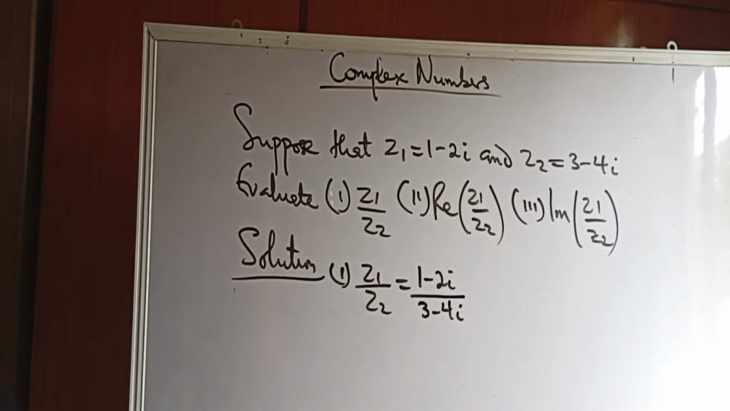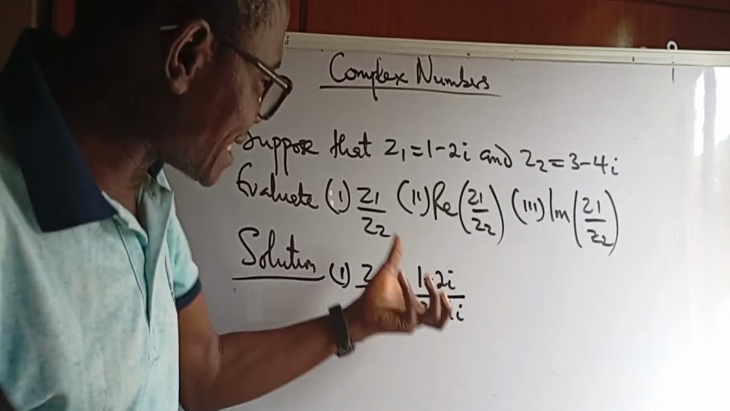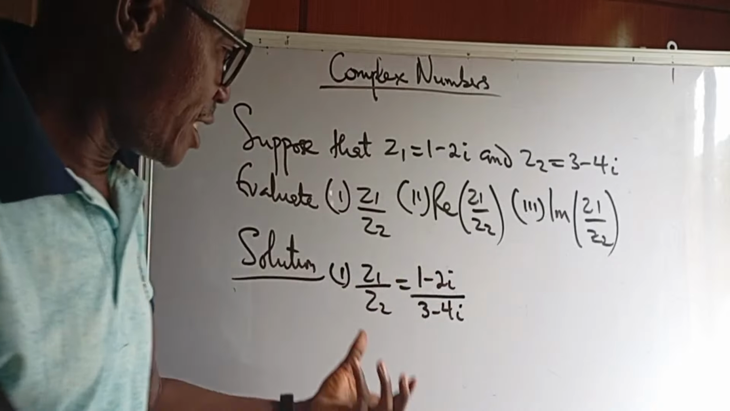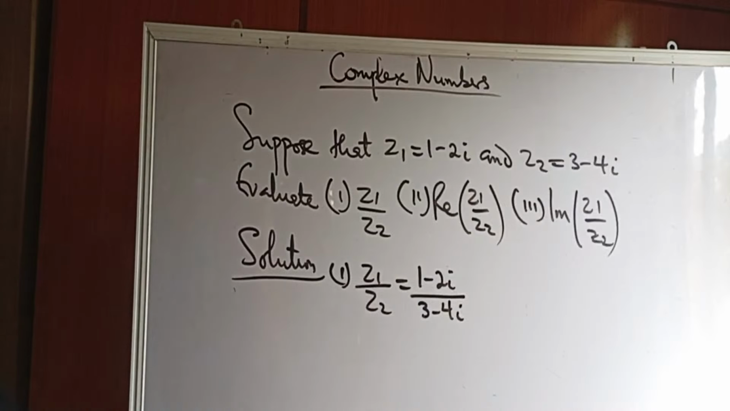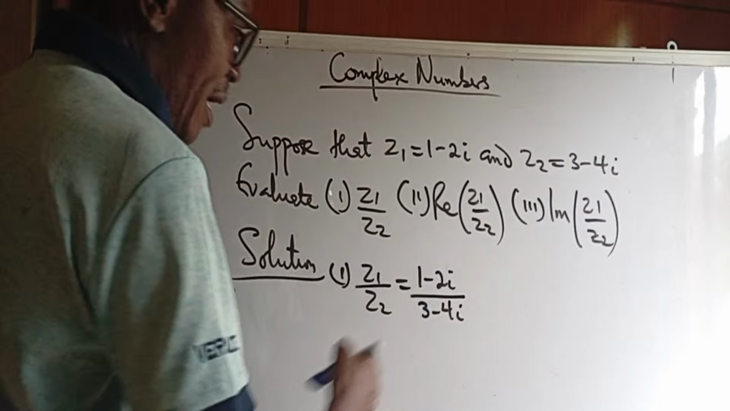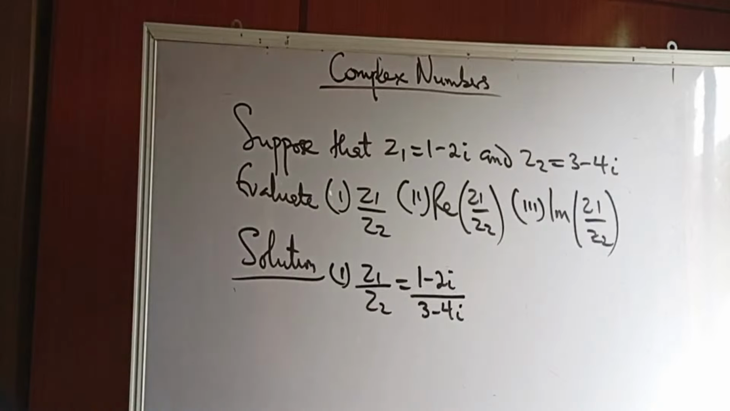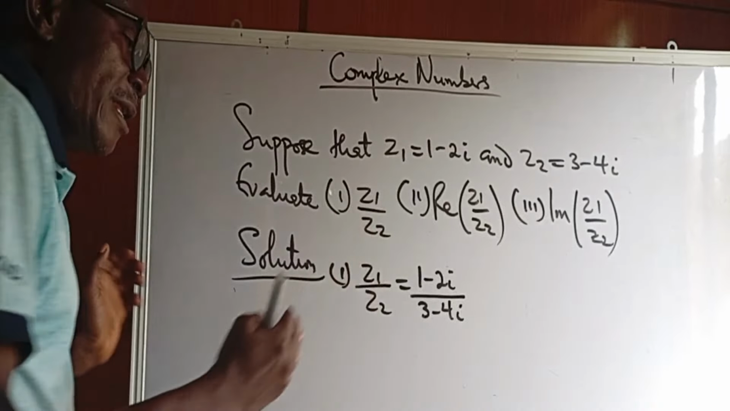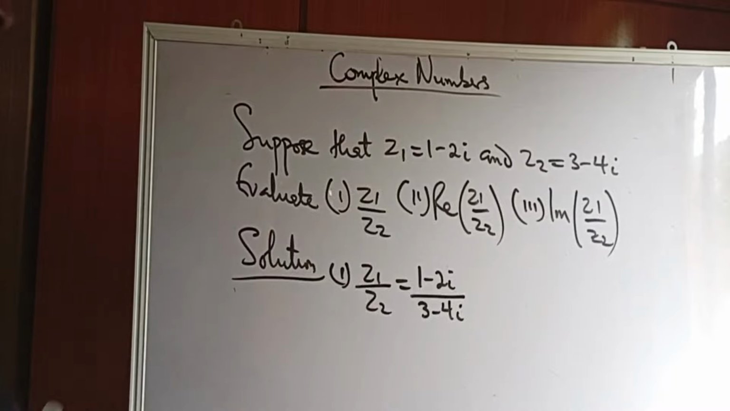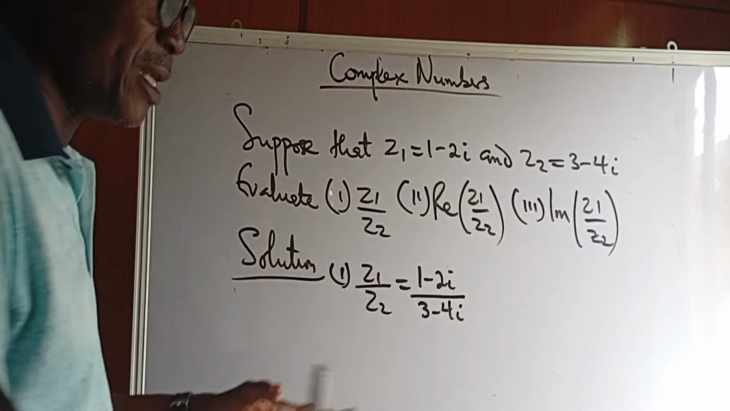We can't leave it like this. That will be wrong. It's not as simple as that. We have to rationalize. When you have a complex number with a complex value in the denominator, you have to rationalize it by its conjugate. So what is the conjugate of the denominator? You obtain the conjugate by changing the sign. What do I mean? You change the sign between the real part and the imaginary part, just the sign between the two of them.